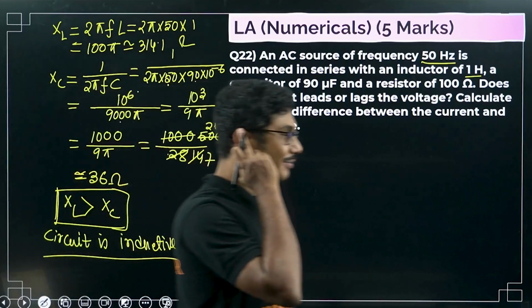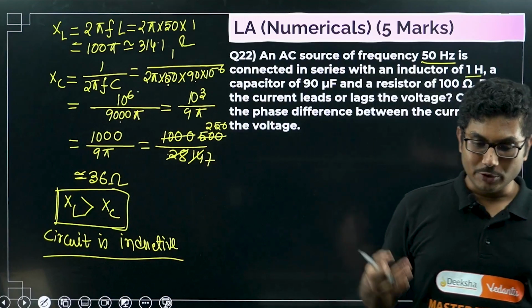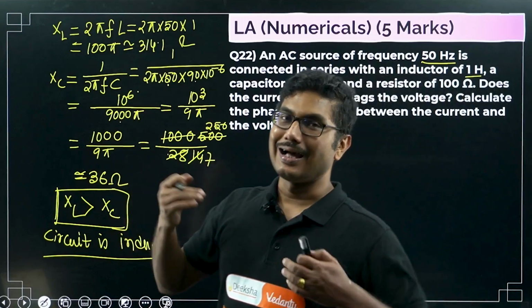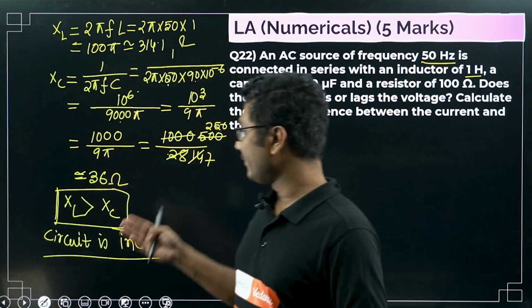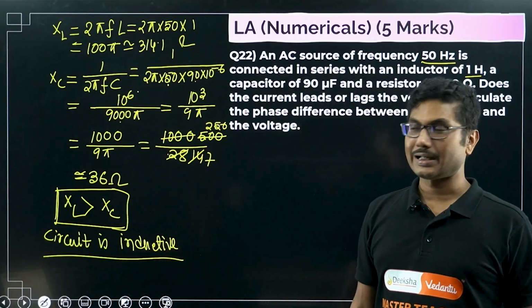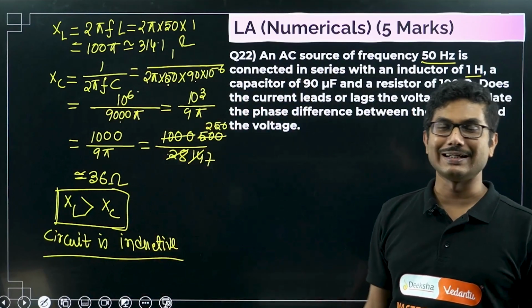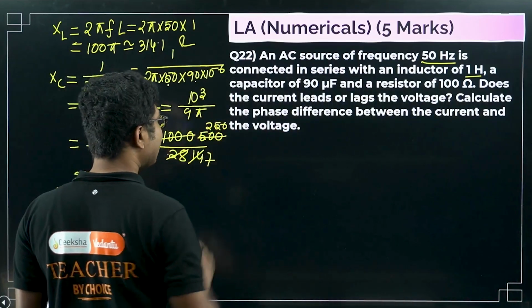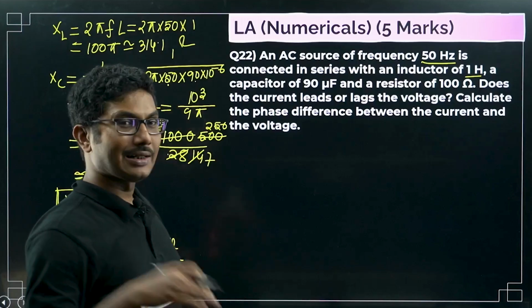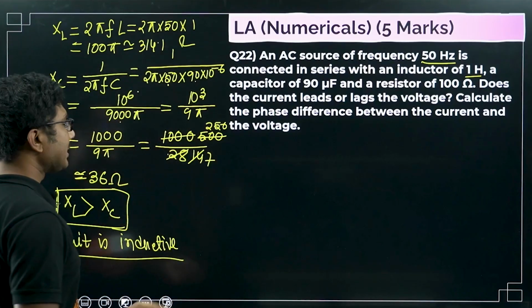Inductive circuit means we know that in the case of a pure inductor, the current lags the voltage by an angle pi by 2. In this case, even if this is not a pure inductive circuit, because the circuit is inductive, the current will lag. Current will lag the voltage. By how much will it lag?